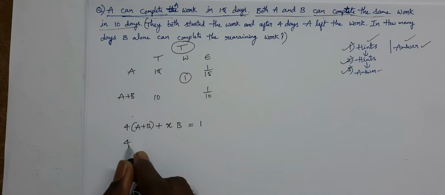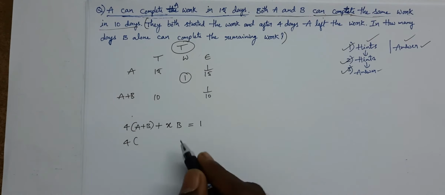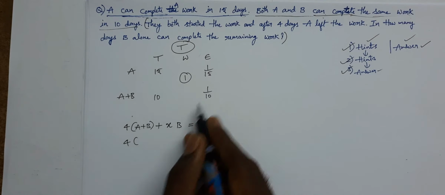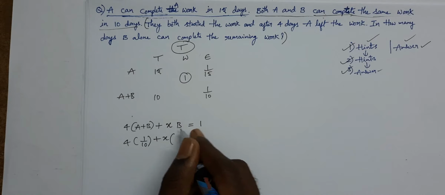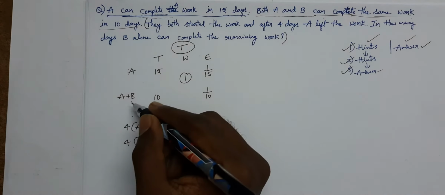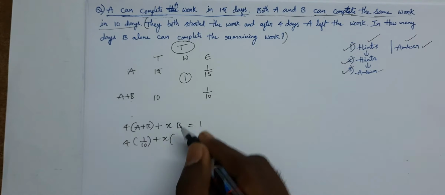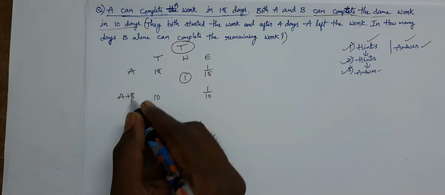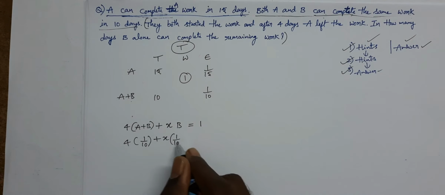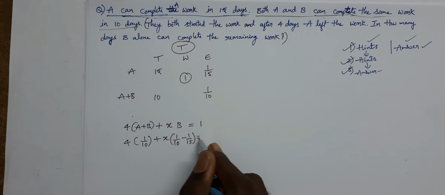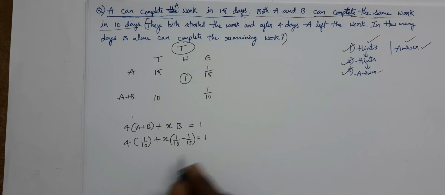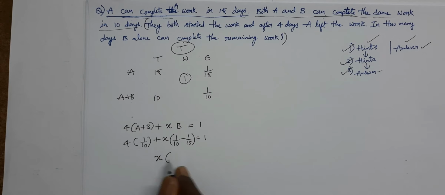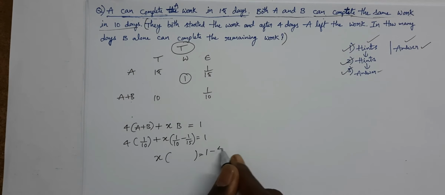Now I am going to substitute the values or hints I found in the second step. The value of A plus B is 1 by 10. The value of B I don't know, but if I subtract A from A plus B, then I will get B, right? So A plus B minus A will give me B. So again the same: X, and 4 by 10. I am taking this side, 1 minus 4 by 10.